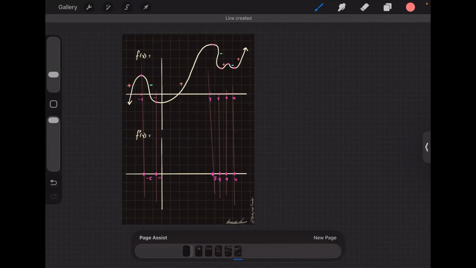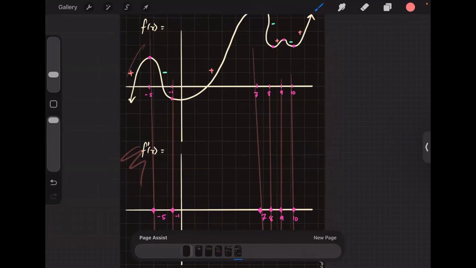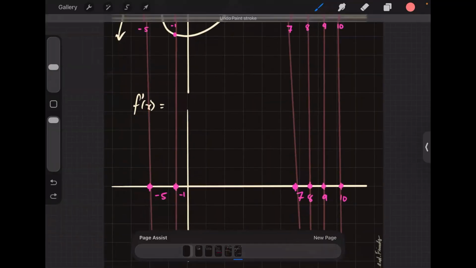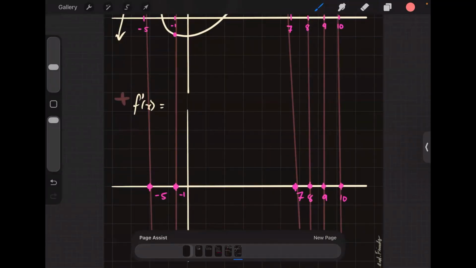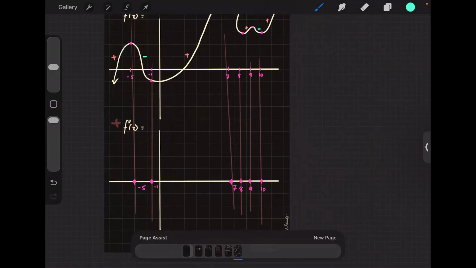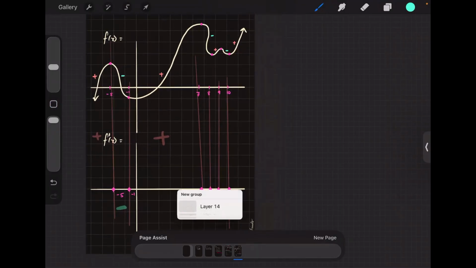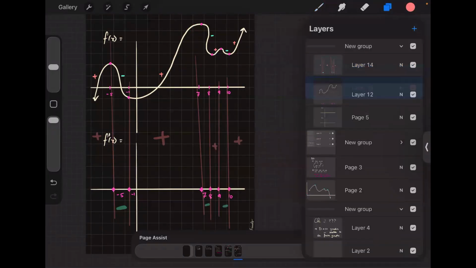Again, this is just your sign chart, right? Right here is positive. So positive means I'm up here. You're above the graph, right? Positive is above the graph. Here, I'm negative, right? So I'm below the graph. Positive is above the graph. Negative is below. Oops. Positive is above. Negative is below. And positive is above. All right. So now that I kind of section everything off, right?